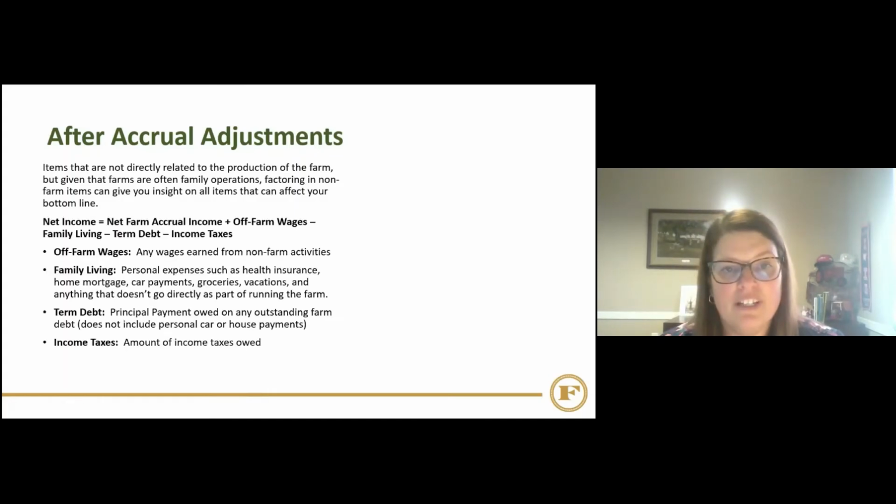So the addition of off-farm wages, for example, minus family living, minus term debt, minus income taxes will give me a picture of how I'm doing financially overall. Again, that's your accrual net income that we just calculated, plus your off-farm wages, minus your family living, minus your term debt, minus your income taxes. That will get you your overall net income for you as a person.